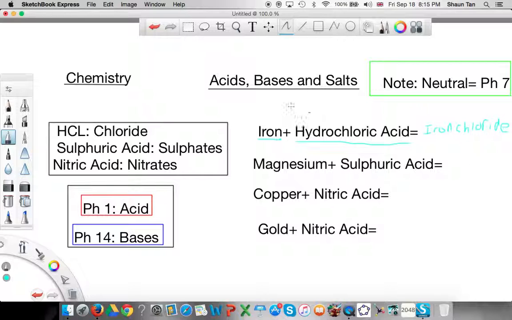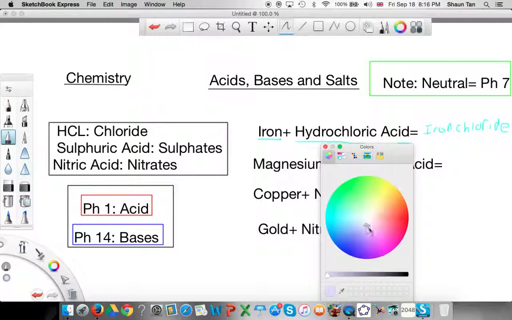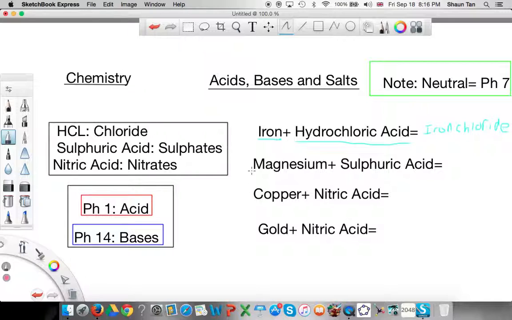Now, in this second question, I'll use a different color. We look at magnesium, which is the metal used, and we know that magnesium is higher than iron in the reactivity series, and we're using sulfuric acid. Sulfuric acid gives you sulfates, so the answer to this question will be magnesium sulfate. I don't have enough space to write the entire answer, but it will be magnesium sulfate.